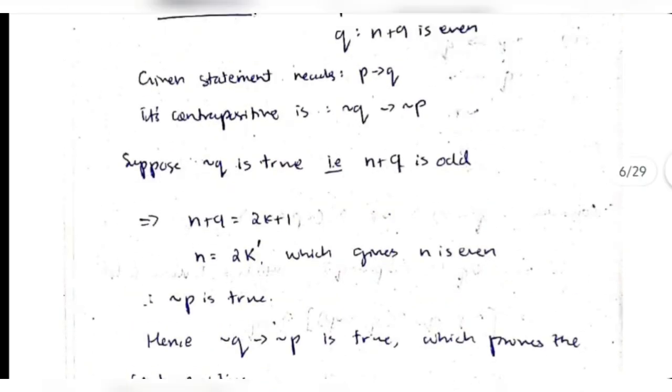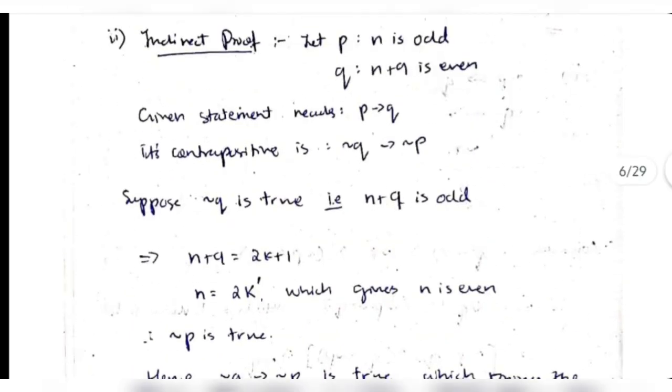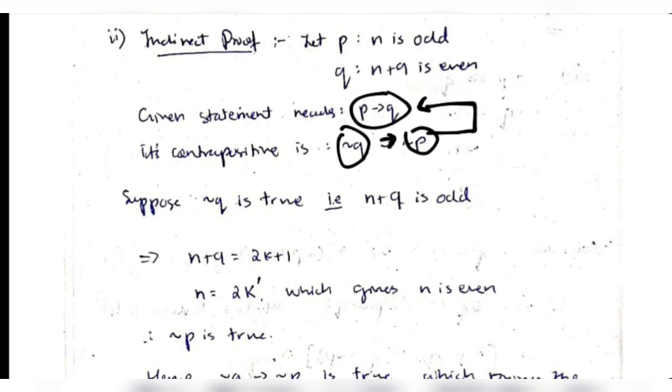So therefore what we had considered first, n is odd. Now what we got here, n is even. Okay, so that means not p is true. So therefore not q conditional not p is true, and by that we can prove that p conditional q is also true. Okay, that's for the indirect proof.